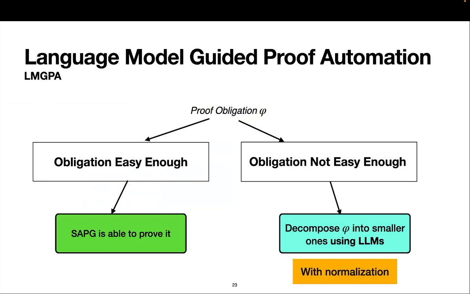So putting things together, this is the complete picture of our approach. We use SAPG for simple obligations. We use the LLM-guided decomposition to decompose the complex obligations. And we use the normalization to reduce syntax errors. Now the question is, how well does this method work?